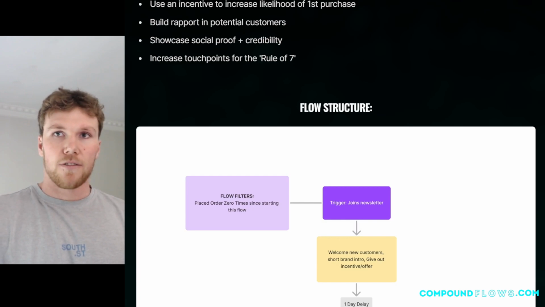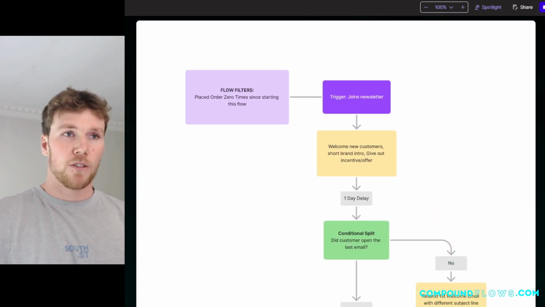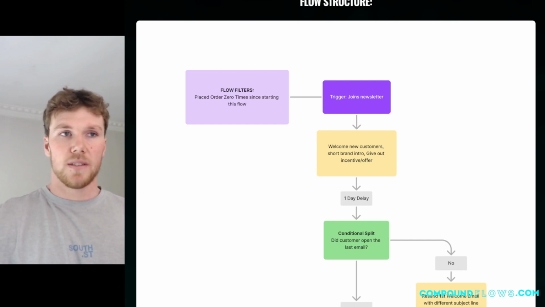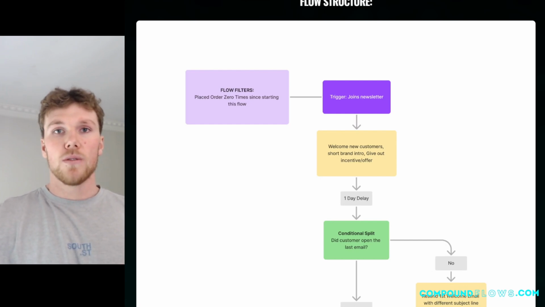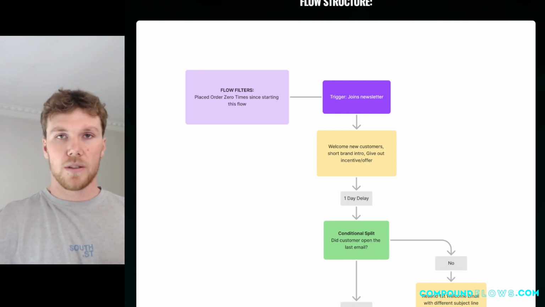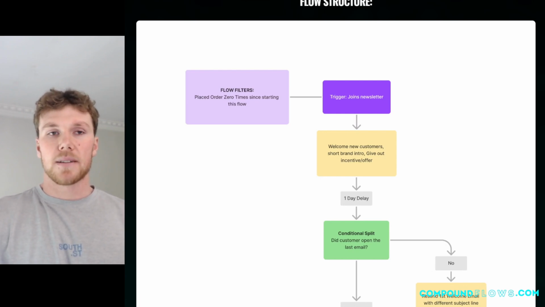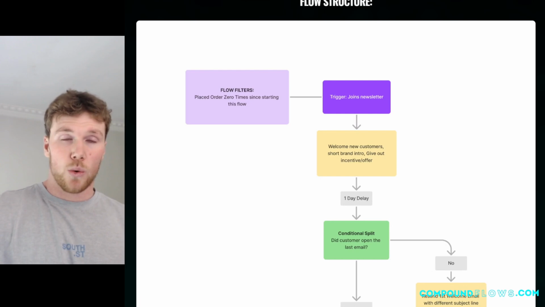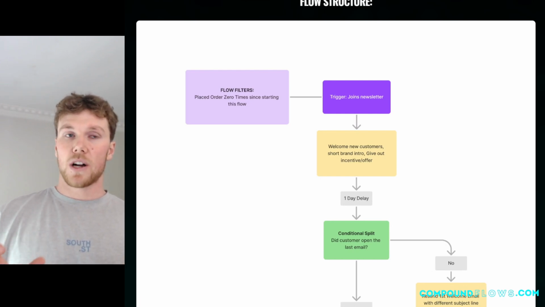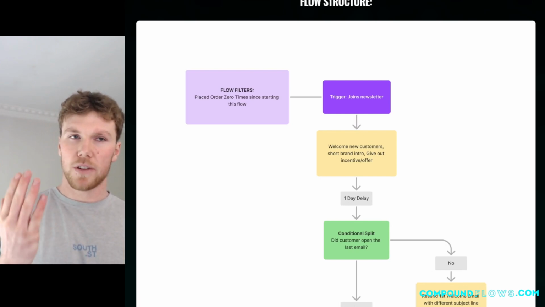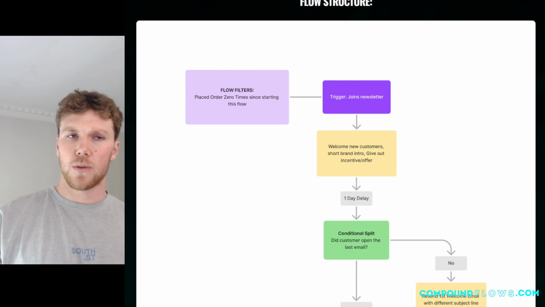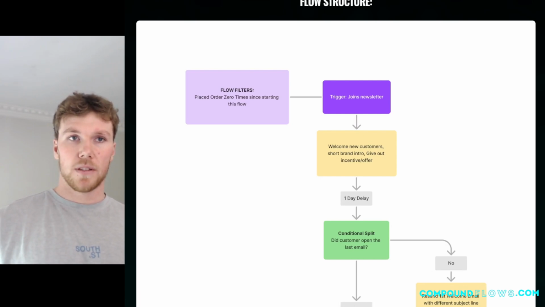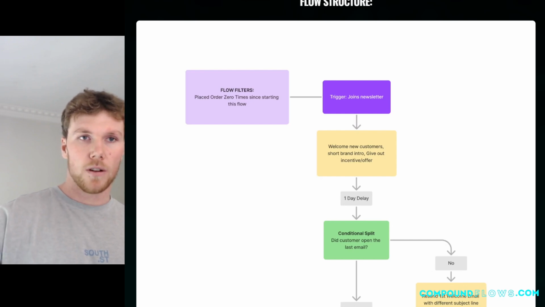So just starting at the flow structure here, your flow filter really needs to be placed order zero times since starting this flow. I mean, if they do place an order while they're in this flow, they'll be kicked out and they won't be needed in this flow anymore. Trigger needs to be joins newsletter because this is directly tied to your pop-up. I do have another video on how to set up a really good pop-up if you want to know how to do that. But in this video, I'm just focusing on the flows.